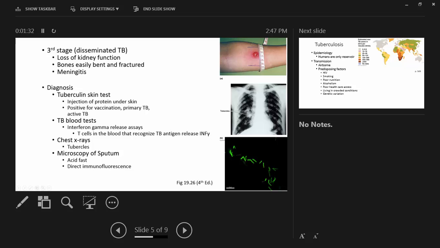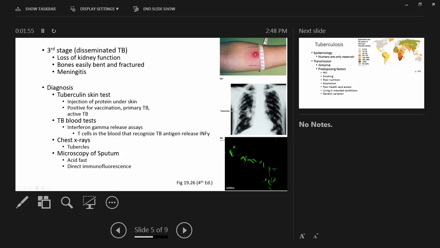If you do, that means one of several things. Either you've been vaccinated, or you have primary TB or have had it and your body cleared the infection, or you have an active case of TB. So it could be any of those things. So that's just the first step.